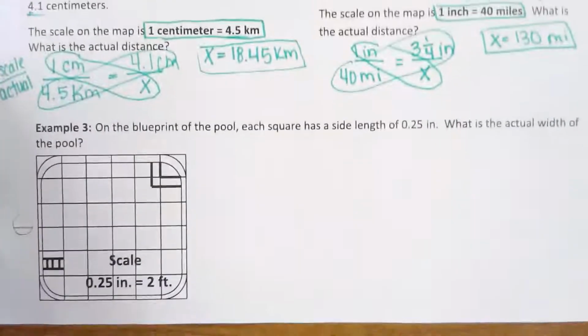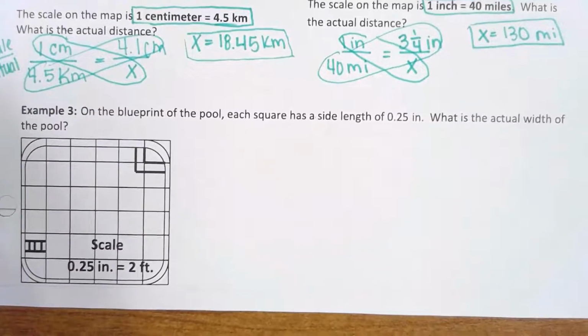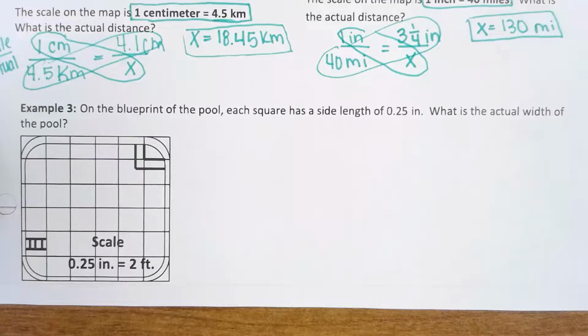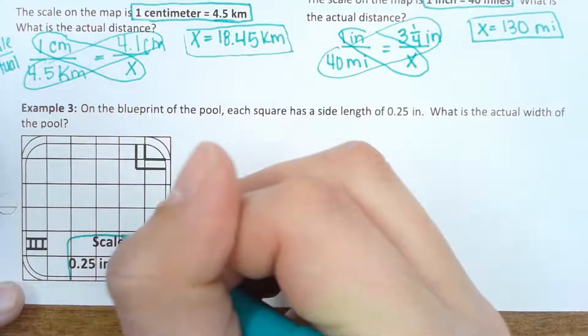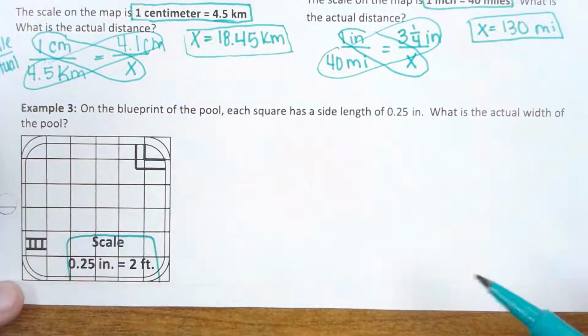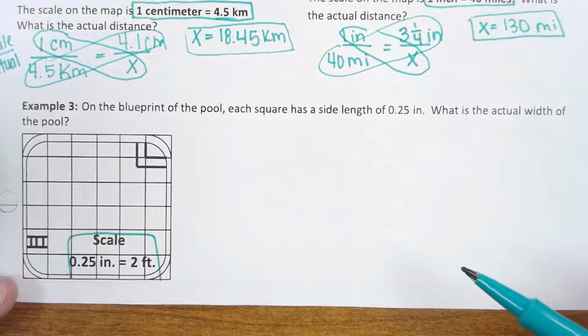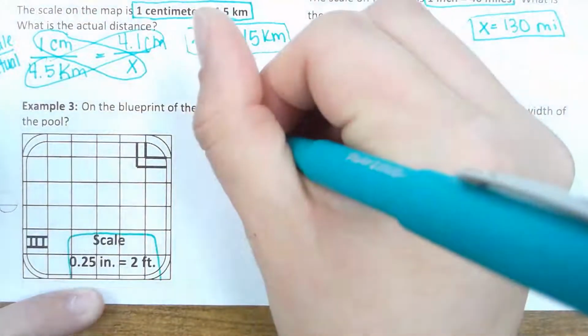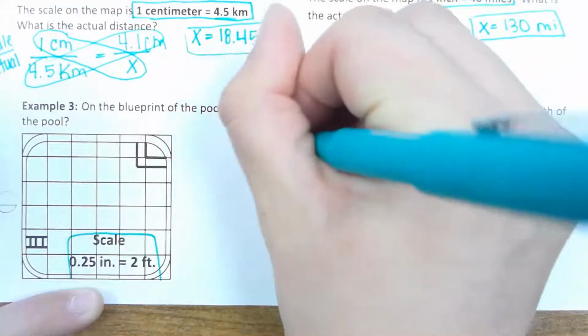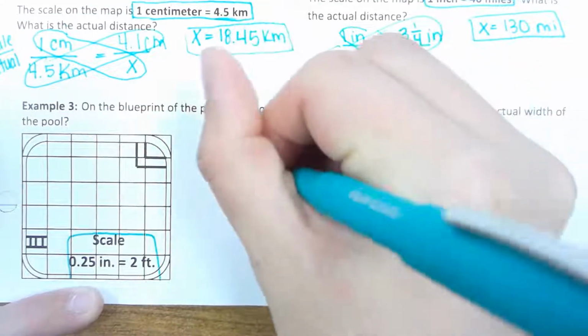All right, and then our last example. On the blueprint of the pool, each square has a length of 0.25 inches. What is the actual width of the pool? So notice now that they give us the scale on the blueprint. They tell us that the scale is 0.25 inches is equivalent to 2 feet. So that is going to be my first fraction in my proportion: 0.25 inches over 2 feet.